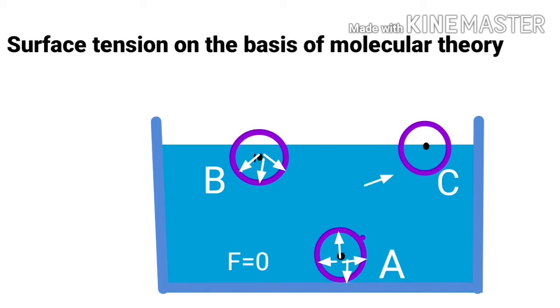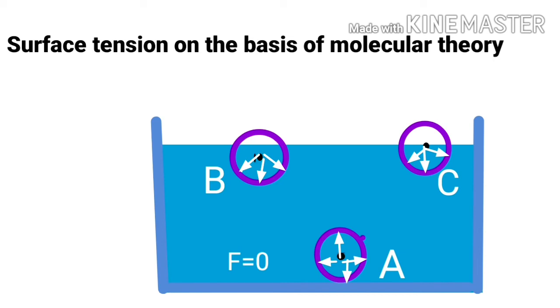Now, let us see molecule C. Half of the sphere of influence of this molecule lies in the air and half lies in the liquid. The number of air molecules is small as compared to the number of molecules of the liquid, as the density of air is less than the density of the liquid. The adhesive force is much weaker than the cohesive force of the liquid molecules, and this cohesive force tries to pull the molecule inside the liquid surface. As a result, molecule C also gets attracted inside the liquid.